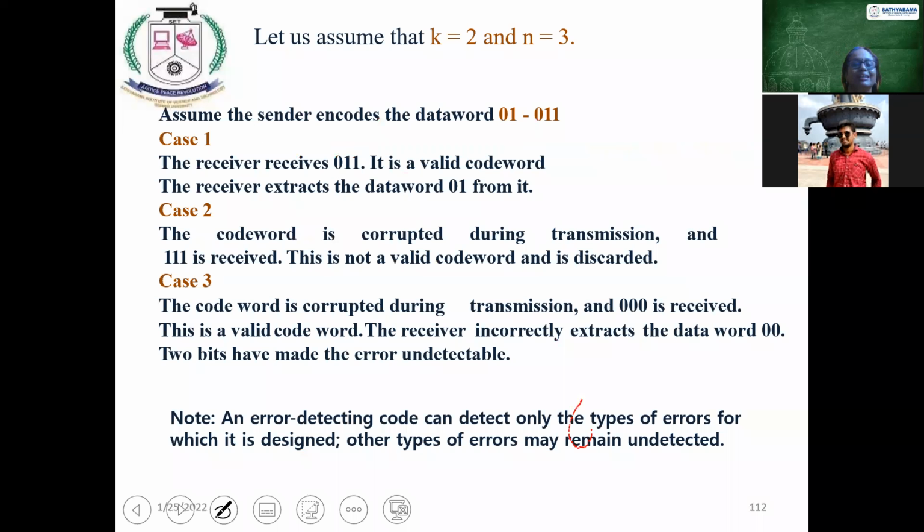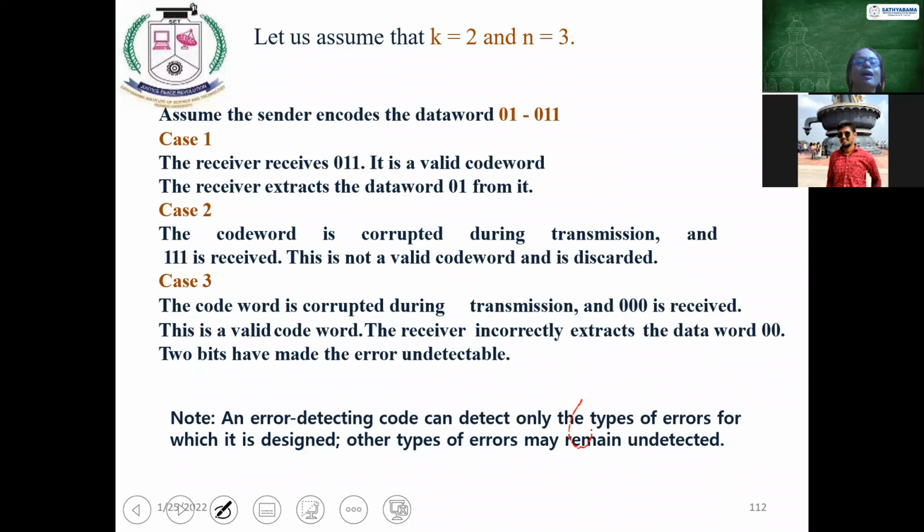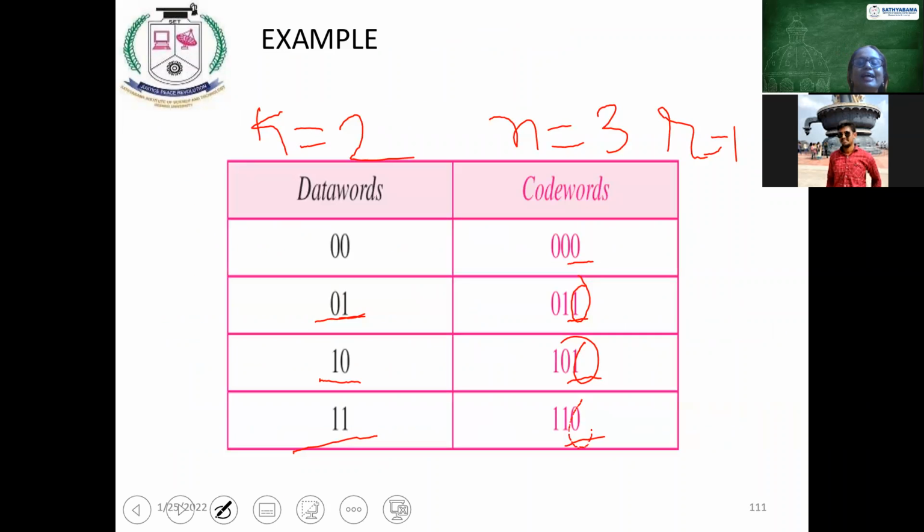The same thing they are saying. Now they are giving the best example: 0, 1, and instead of 0, 1, 1 I am getting 0, 1, 0. Whether it is correct or not? My data word is 0, 1 and my code word is 0, 1, 0. Is it correct or not? Correct, ma'am. How come? We are using the even parity algorithm. My data word is 0, 1. Now, how come 0, 1, 0 is correct?